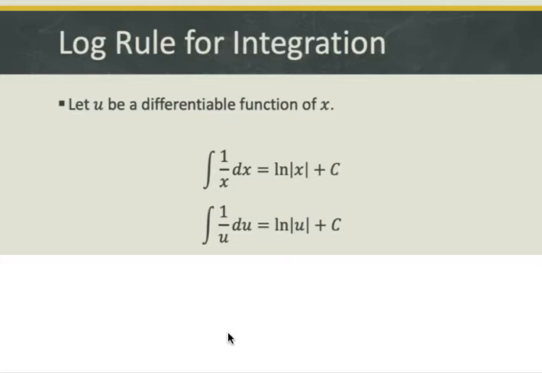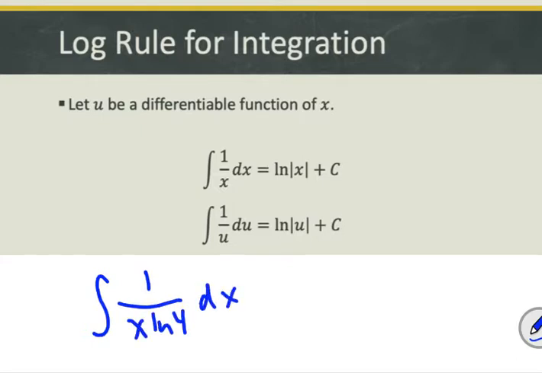It's very rare, if ever, that you'll see an integral of 1 over x ln of 4 dx. I don't know personally that I've ever come across that, but if you do see it, it would be a log of base 4 of x plus c. Honestly, I don't even know that it's something you need to write down because I don't think I've ever seen it.